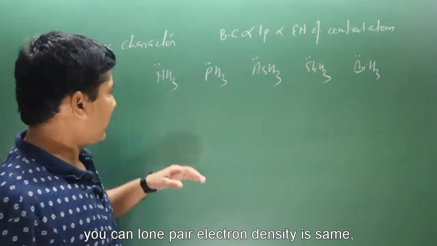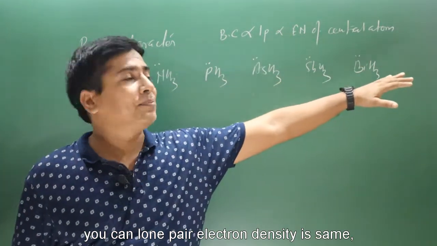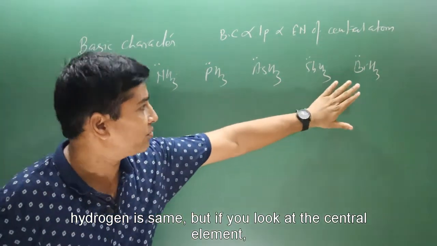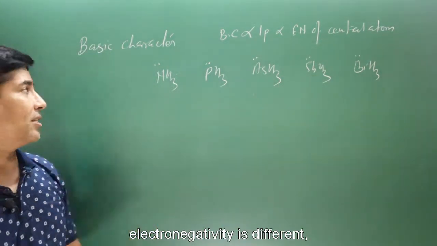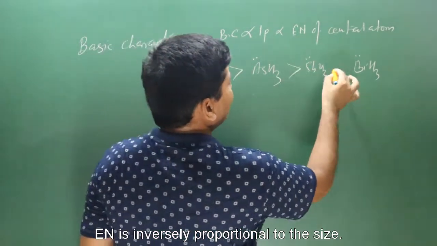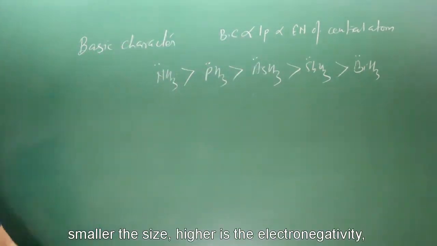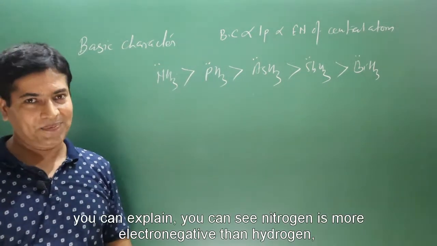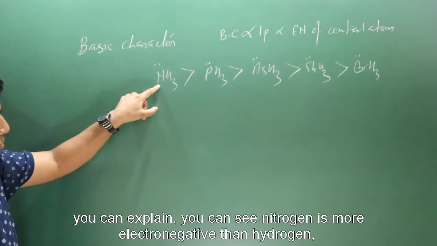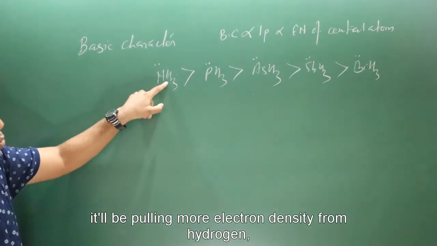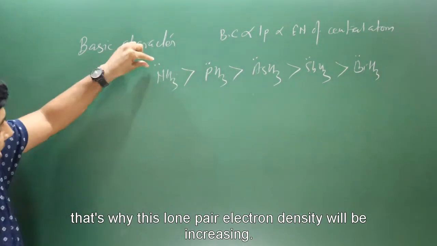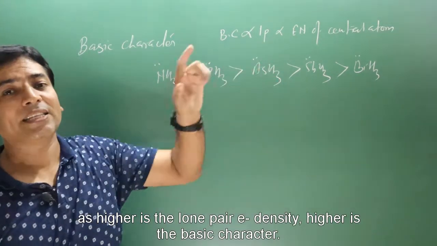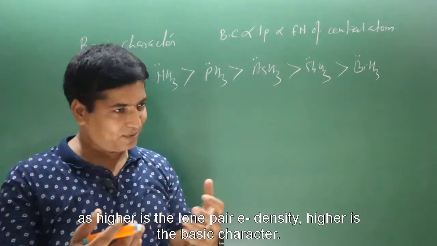You can see lone pair electron density is the same in all these hydrides, so focus on the electronegativity. Hydrogen is the same, but if you look at the central element, electronegativity is different. Electronegativity is inversely proportional to the size. Smaller the size, higher the electronegativity, and higher the basic character. You can see nitrogen is more electronegative than hydrogen. It will pull more electron density from hydrogen, so the lone pair electron density will increase, and higher the lone pair electron density, higher the basic character. Very simple concept.